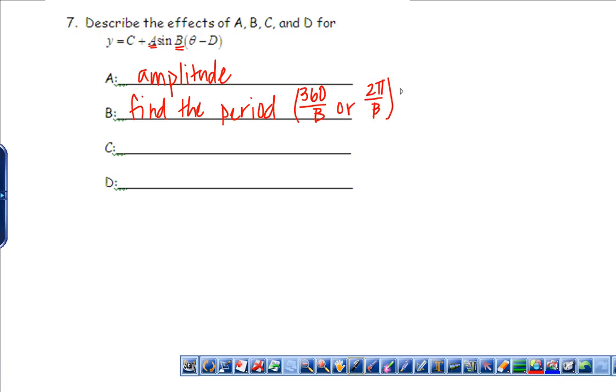The ones you have not seen are D, and I'm pretty sure you might be able to figure that out. Your D is going to shift left and right. Your C is going to shift up and down.